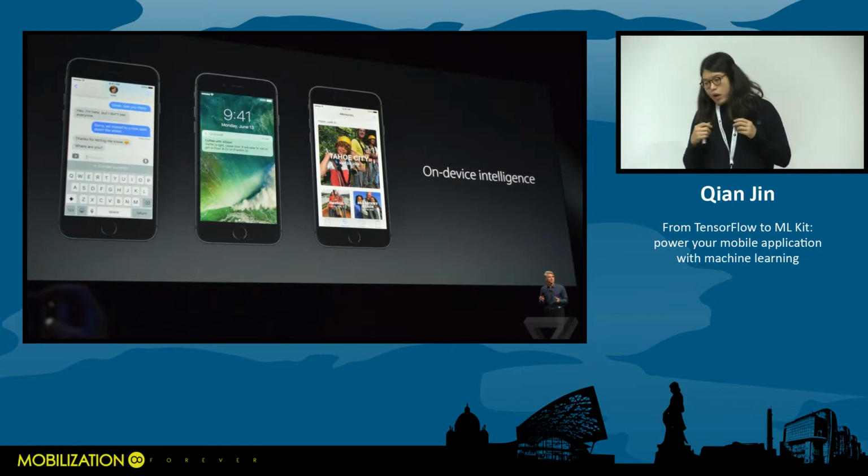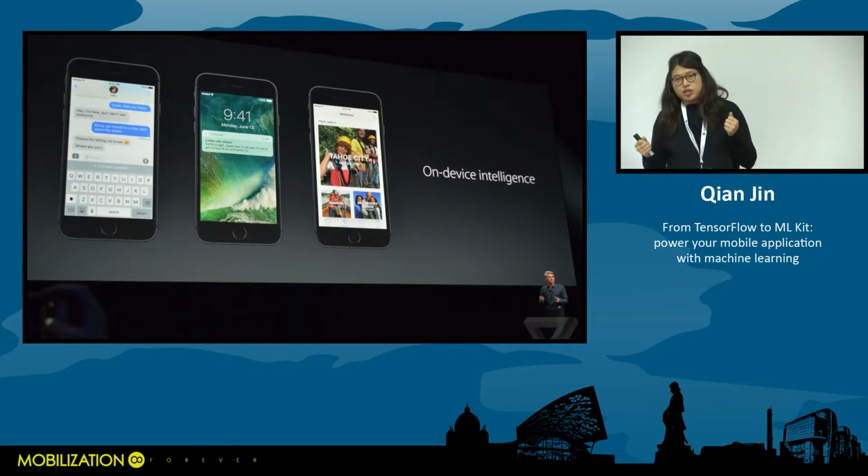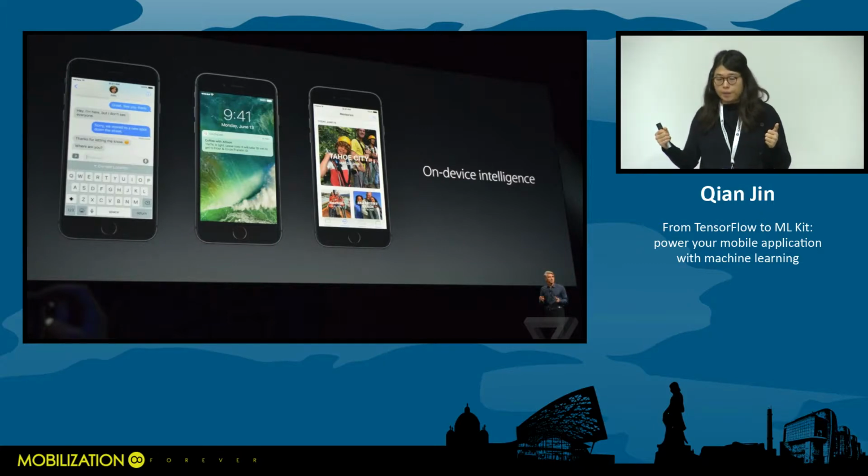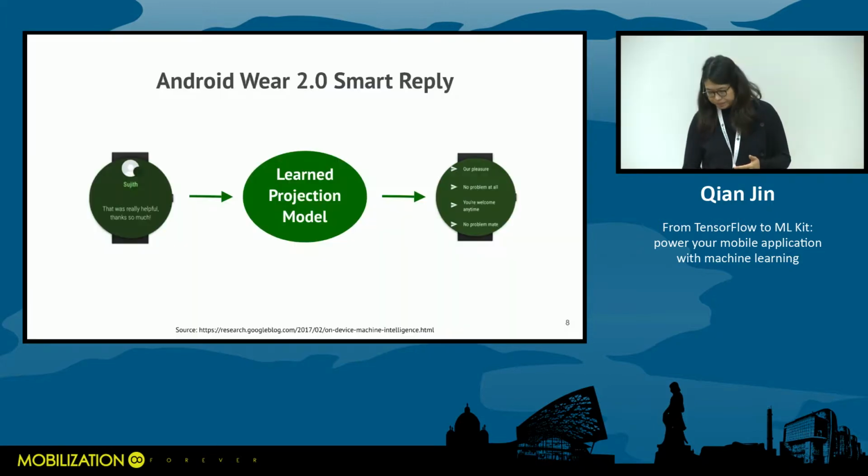At WWDC 2016, Apple actually used the words on-device intelligence to emphasize their efforts of applying machine learning at the OS level for their applications. For example, for iMessage, for Calendar, and for Photos.